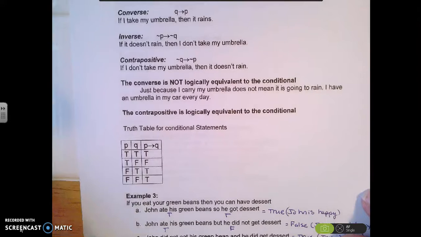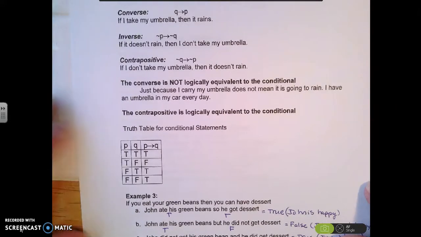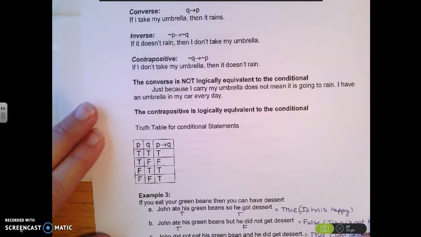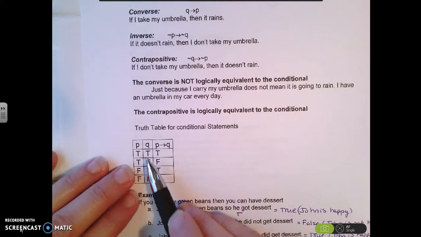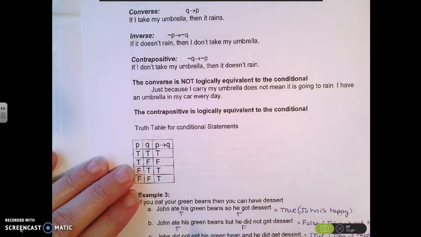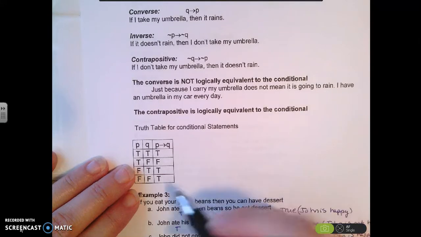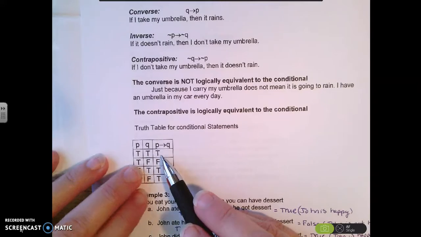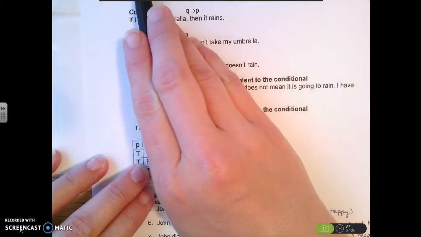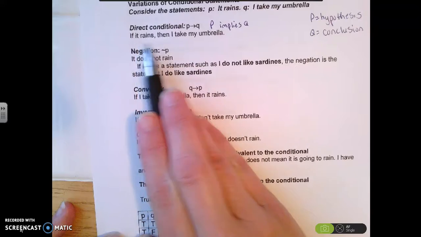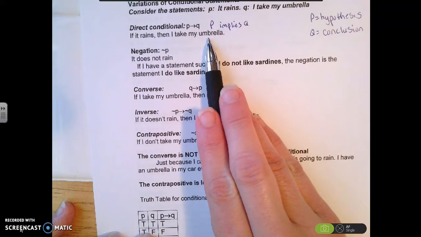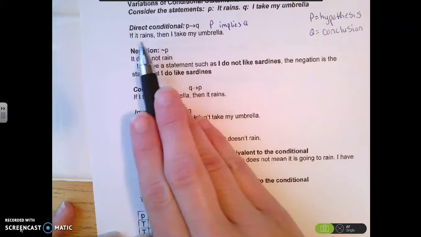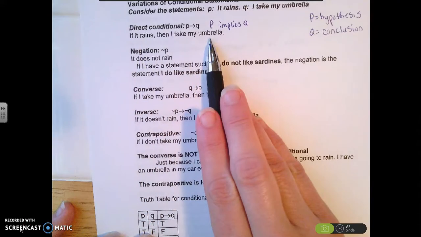So one of the other things that we have in this section is what we call truth tables for conditional statements. So a truth table is when you're trying to decide whether the final statement is going to be true or false. So if the P and the Q are true, then the final statement is true. So if it rains is true. If I take my umbrella is true. Let's assume that it's raining and I take my umbrella. Then that means it must be a true statement overall, right?